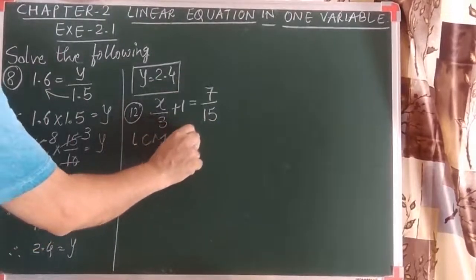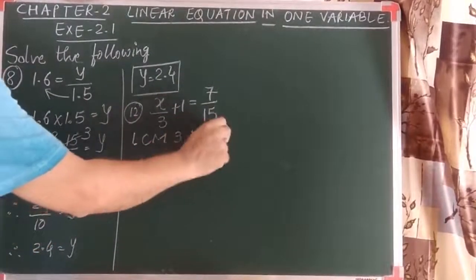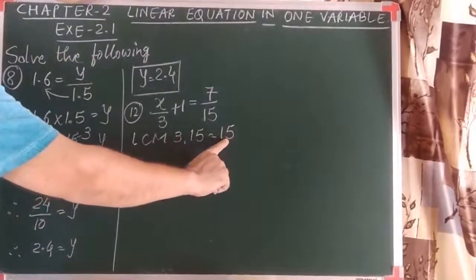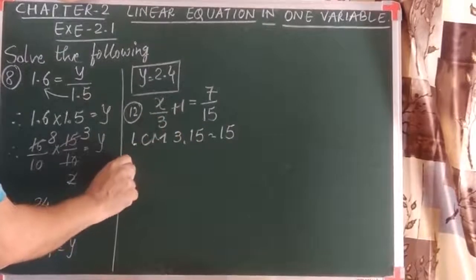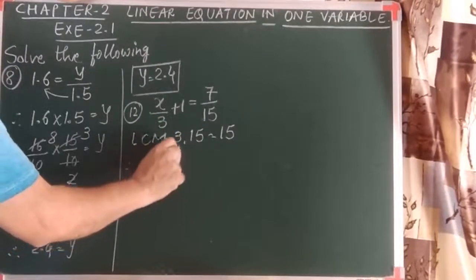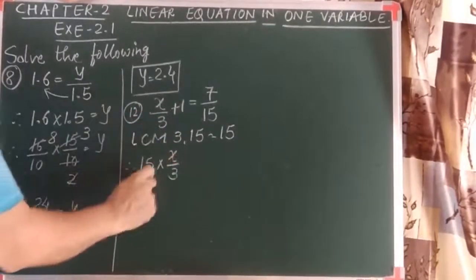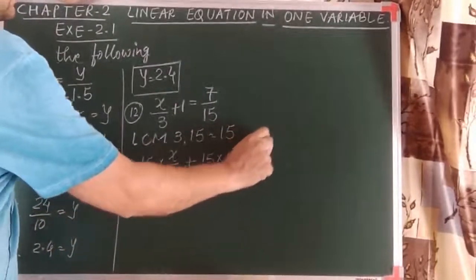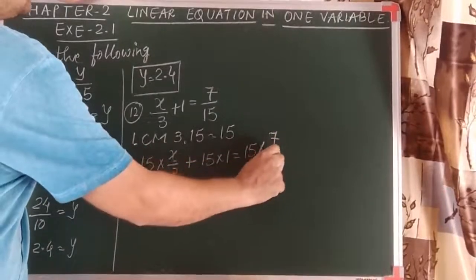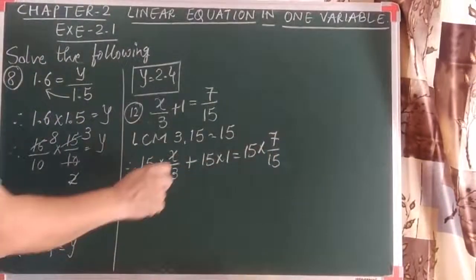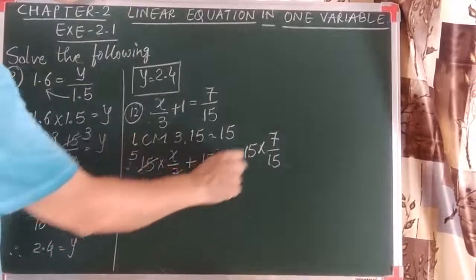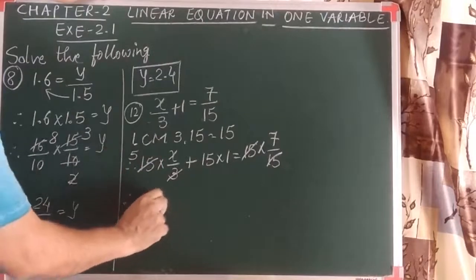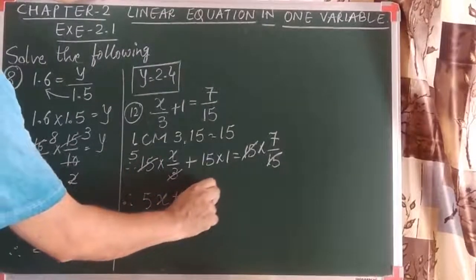LCM हमेशा होगा डिनोमिनेटर का. 3 and 15, so LCM is 15. Whatever the LCM, with the LCM we have to multiply all the terms. सारे टर्म को हम LCM से मल्टीप्लाई करेंगे. The first term I have multiplied, plus second term I have multiplied, and the third term also multiplied with LCM. This must be cancelled. 3 5s are 15 and 15 cancel. So now you can see that it's 5x. 15 ones are 15 and 7 only.